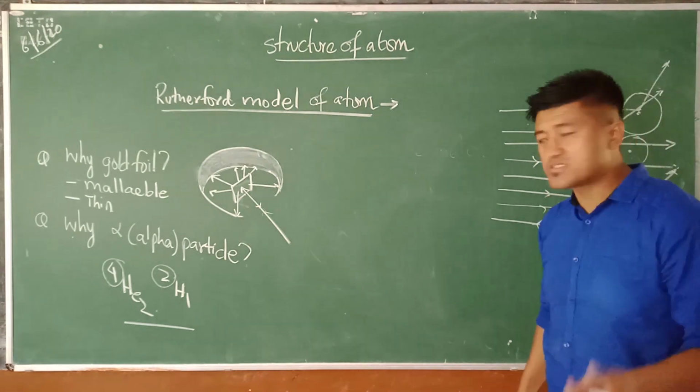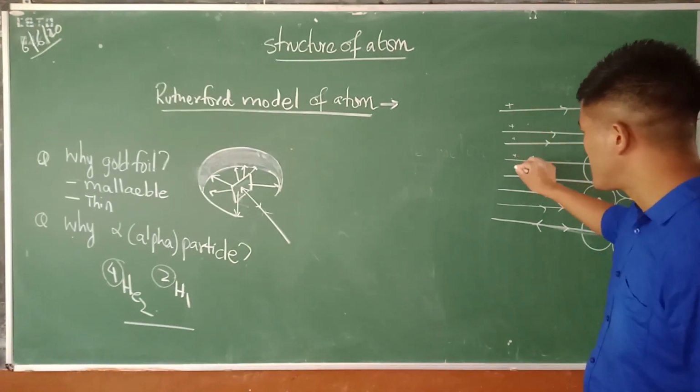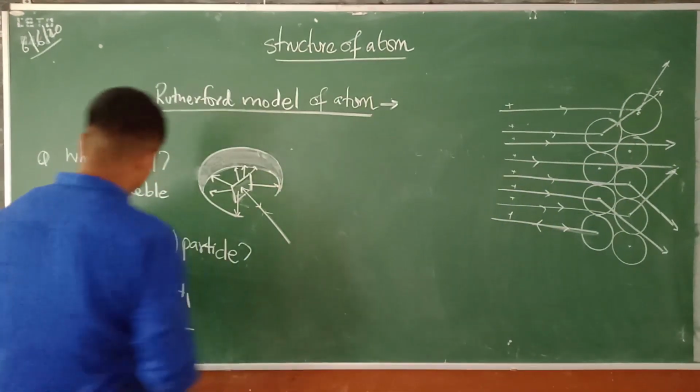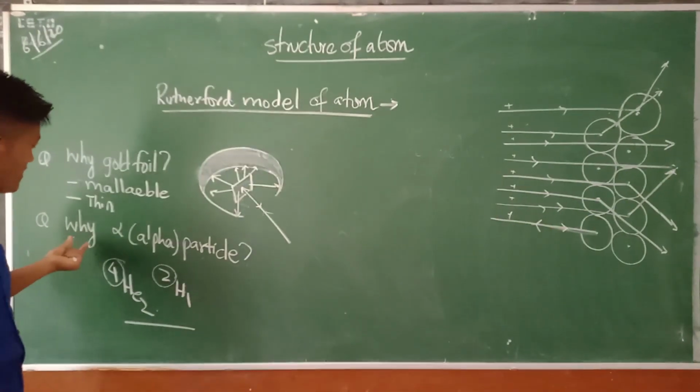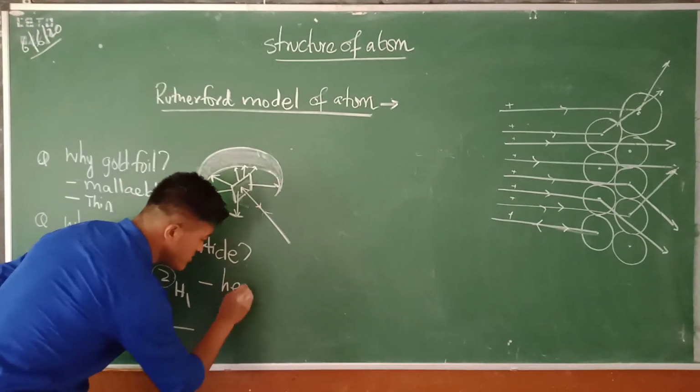And another reason is this alpha particle, they are positively charged by nature. But the basic reason behind why Rutherford was choosing alpha particle is because alpha particle is very heavy.